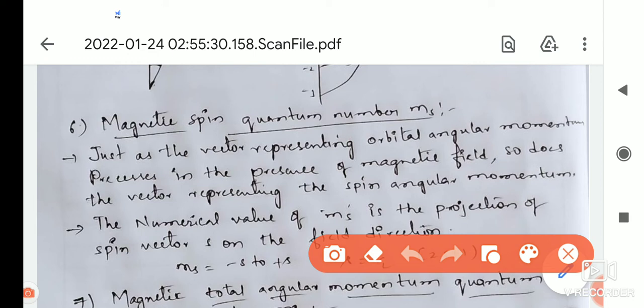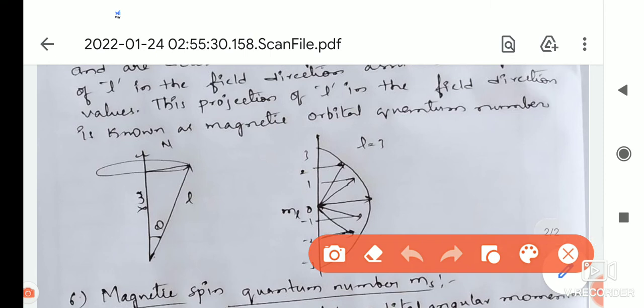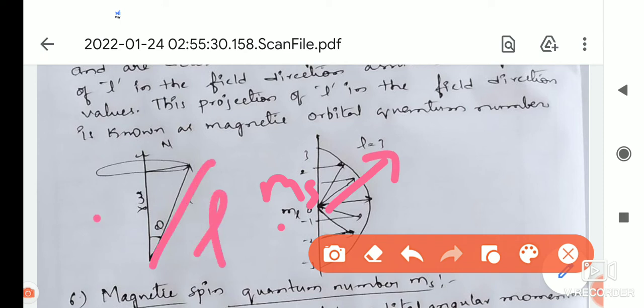So like this we can explain the concept of the magnetic orbital quantum number. Next we have the magnetic spin quantum number. We know that the electron has orbital motion and also spin motion. Due to the spin motion, the projection of S on the magnetic field will use Ms. Similar to the previous case, the projection of S upon the applied magnetic field will use Ms here.